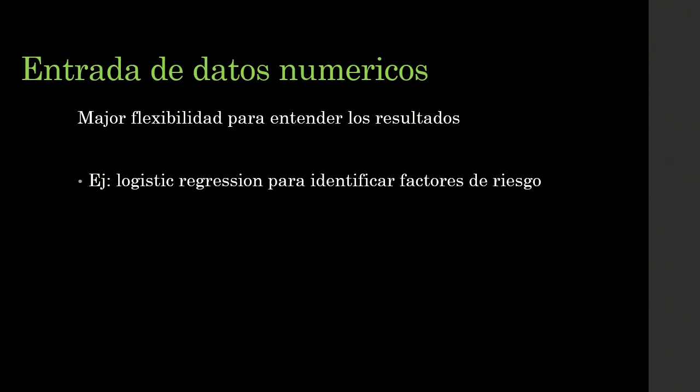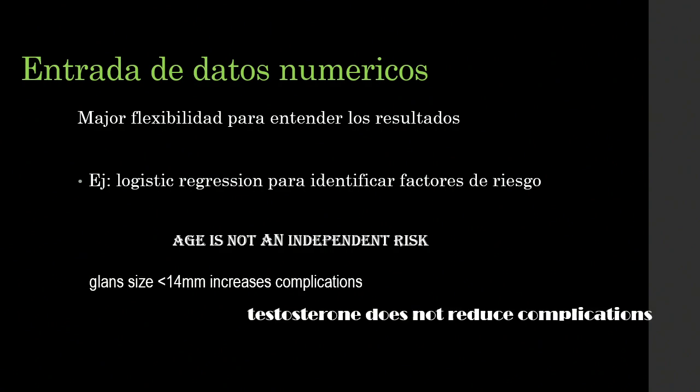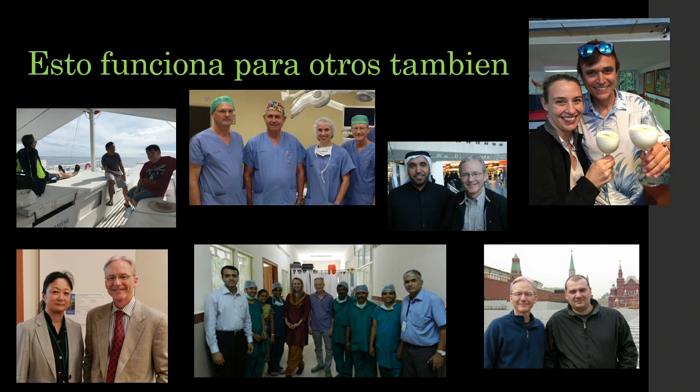So you put the data in, it gives you a lot of flexibility for knowing your results, and then if you want to take it to the next step like we have with logistic regression to get the nuances of things, you certainly can do that. So we've determined multiple risk factors or non-risk factors doing that: age doesn't matter, gland size does matter, testosterone does matter, urethral plate size doesn't matter. These are just some of the things that we've been able to do.